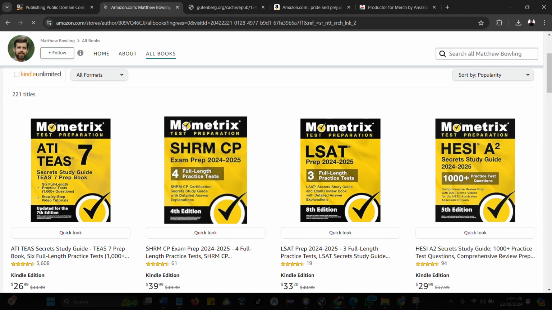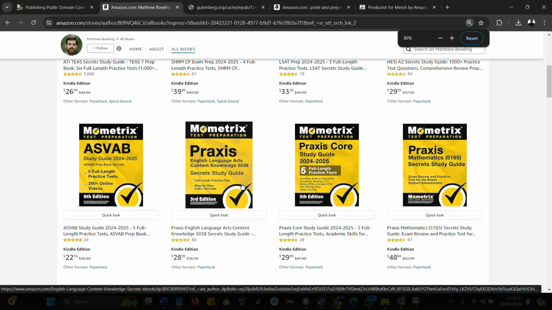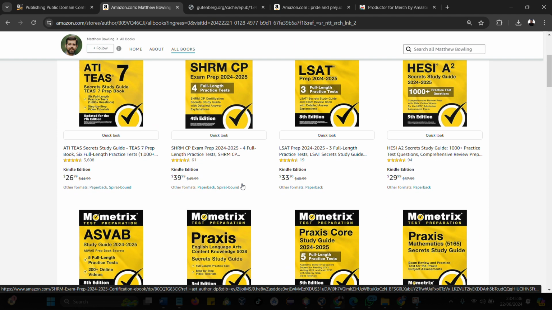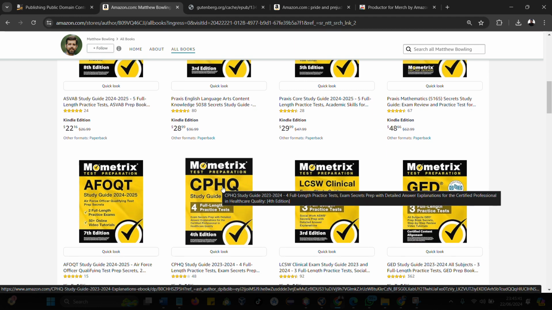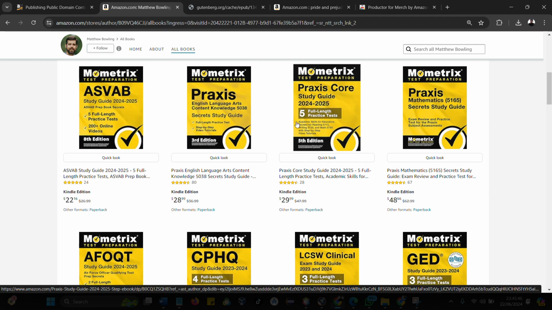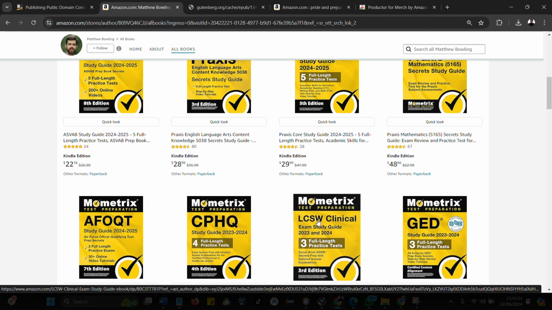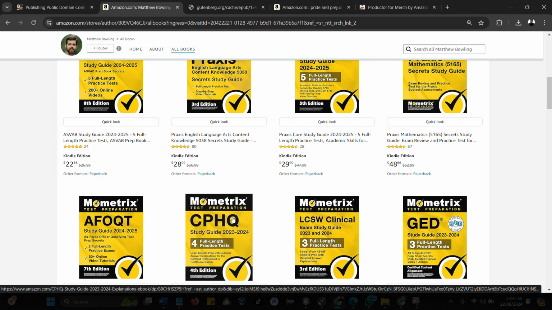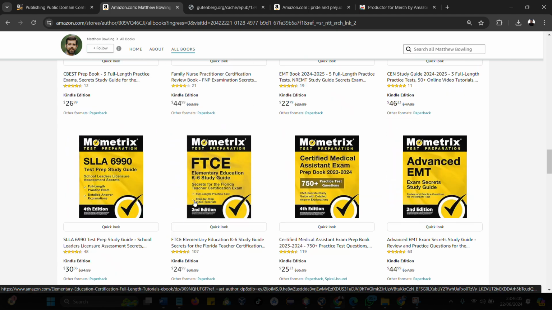So he has a lot of books on study guides. You can decide to camp around study guides like this, so you write all sorts of study guides. You make yourself a brand. And if you look, the cover designs are the same. So he has an ASVAB study guide, Praxis study guide, GED study guide, LCSW clinical exam study guide, CPHPU study guide. A lot of study guides. Just look at it. This is a brand.